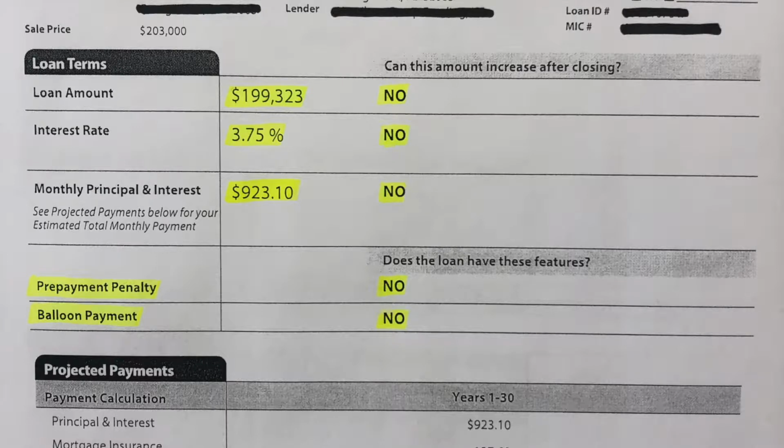So starting up top, you've got your loan amount, the interest rate, and the monthly principal and interest. All of these no's over here are really good no's to the right-hand side. That means nothing can change after closing. Okay, everything's fixed and locked in. There's also no prepayment penalties, so if you do want to add some more to that principal payment at any point, you can do that and pay the loan off a little faster. There's no balloon payments, so you don't need to worry about any big payments coming down the way 3 or 5 years down the road, just the normal monthly payments.